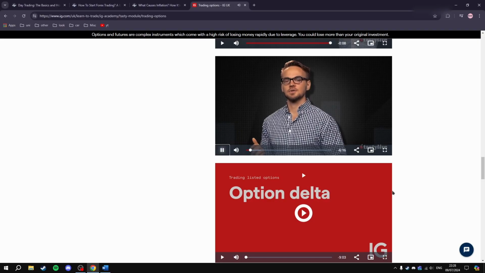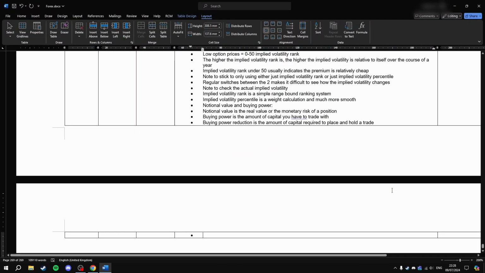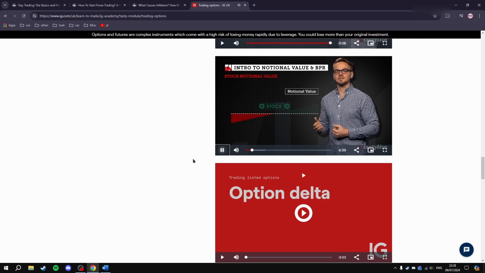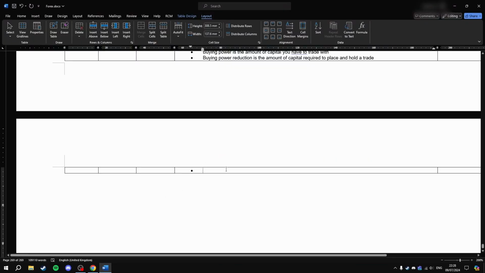Buying power reduction and notional value are not usually the same number, so it's important to understand the difference between the two concepts. Buying power reduction typically fluctuates with undefined risk positions and is static with defined risk positions.